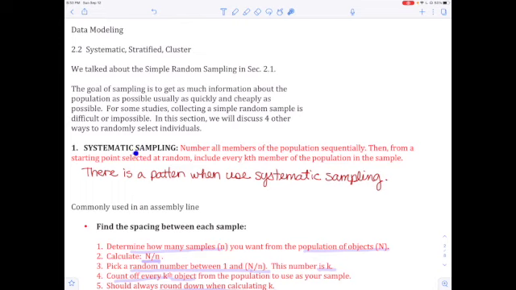Number 1, systematic sampling. Number all of the population sequentially. Then from a starting point selected at random, include every kth member of the population in the sample. There is a pattern when you use systematic sampling. For example, when they make phones or candy, there is a line that the product comes down, and you're going to pick every 100th or maybe every 10th. It's a pattern that they check every 10. There's a pattern to how they pick their product. So make sure you keep that in mind, and that is how you relate systematic sampling.